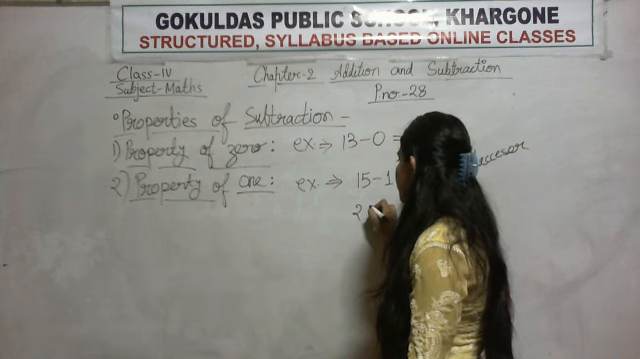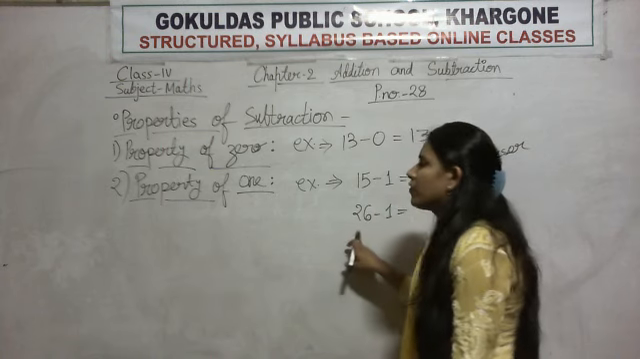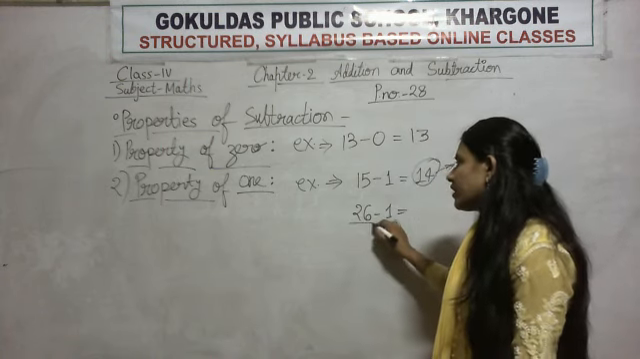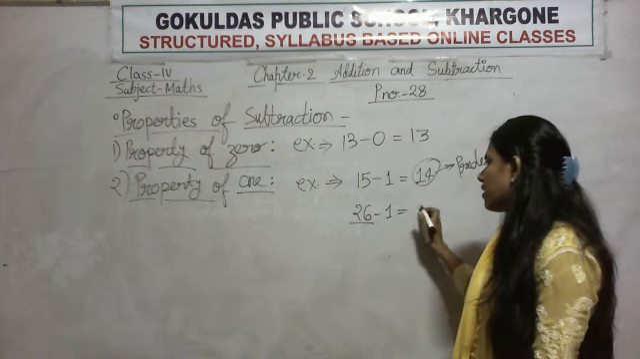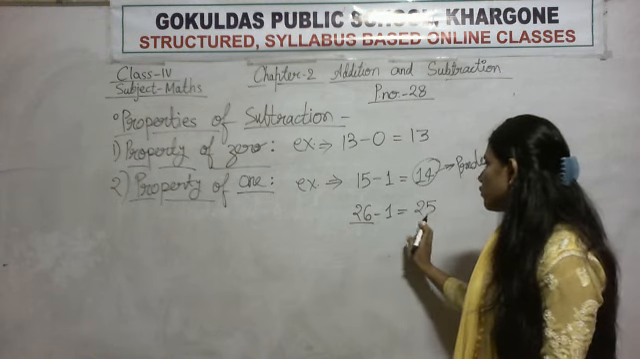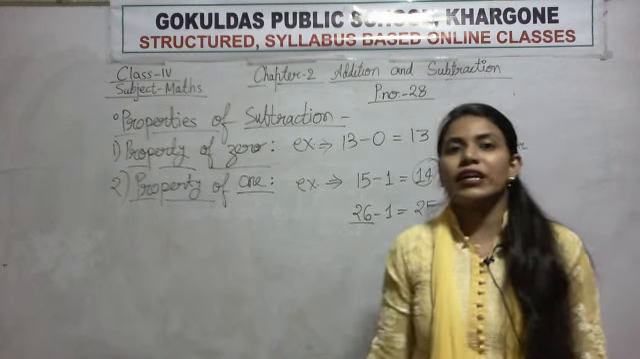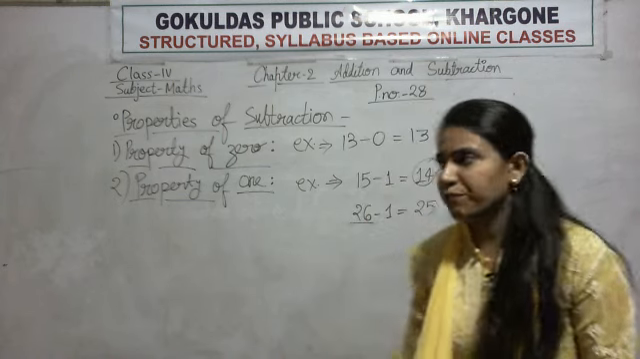Suppose I am subtracting 1 from 26. So my number is 26 and the result of 26 minus 1 is 25. So 25 is the predecessor of 26.